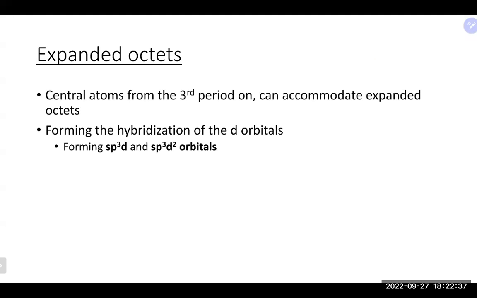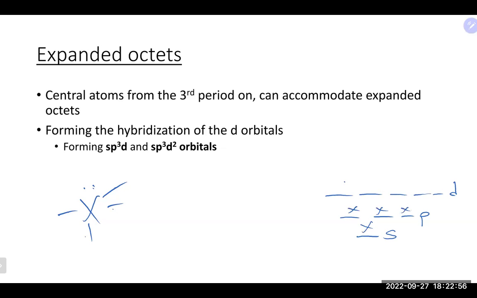So for example, you could still do the very simple counting off method here. If I had a central atom that had something like this, this would have 1, 2, 3, 4, 5 electron pairs. That's an S, that's 3 Ps, and that's 1 D. So the hybridization of this guy would be Sp3D.